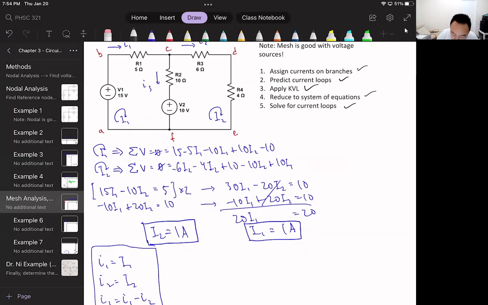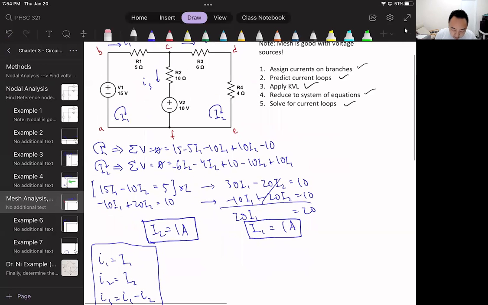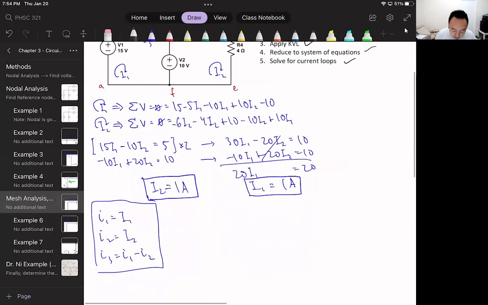So kind of moving forward, but naturally, once you reduce the systems of equations, you end up solving for the loops. So what I can do is I can go ahead and identify that, oh, here's my solution here. So little i1 is equal to big I1, little i2 is equal to big I2, and little i3 is going to be the difference, in this case I1 minus I2 there.